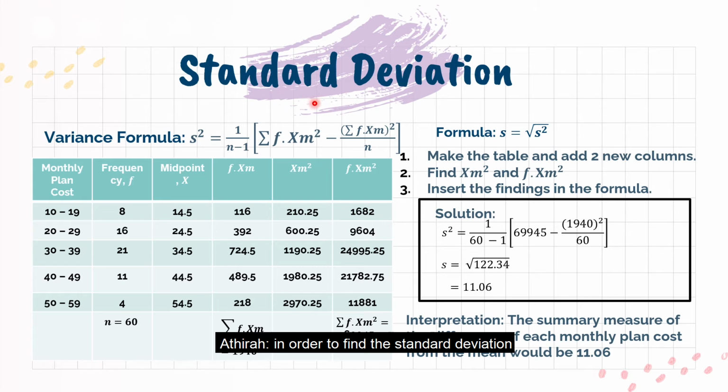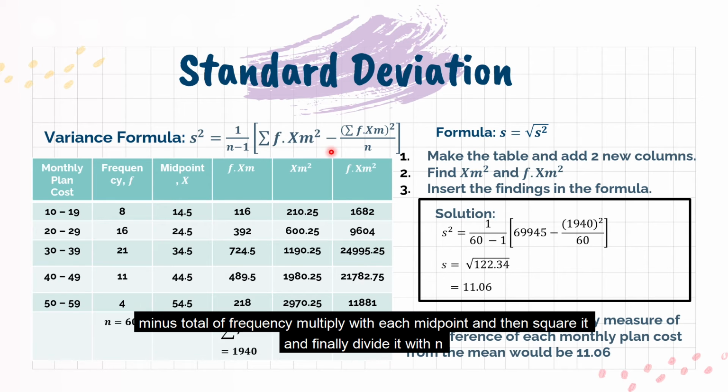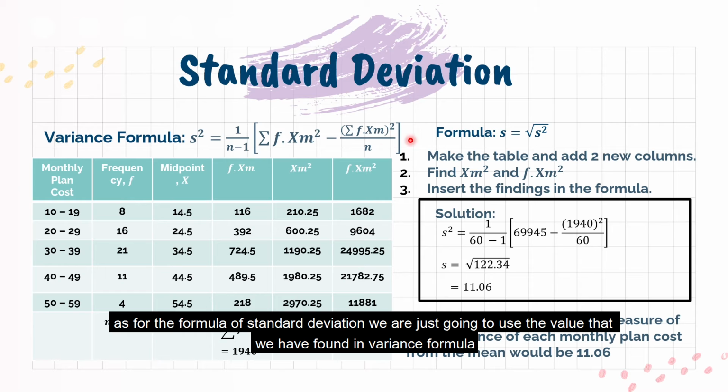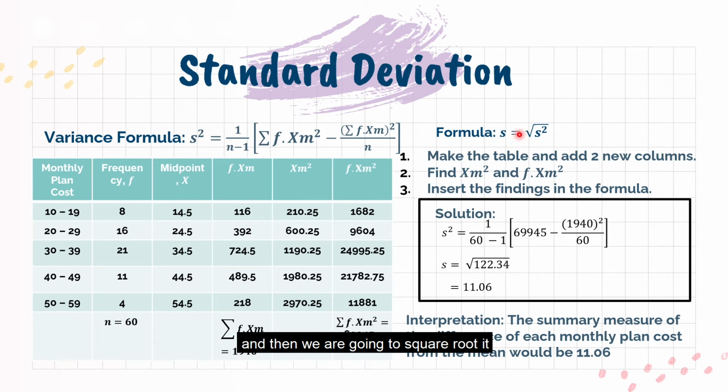In order to find the standard deviation, we are going to use the variance formula, which is s squared equals 1 over n minus 1, multiplied by the total of frequency times midpoint squared, minus the total of frequency times each midpoint, squared, and then finally divided by n. As for the standard deviation, we just use the value that we found in the variance formula and then take the square root of it.